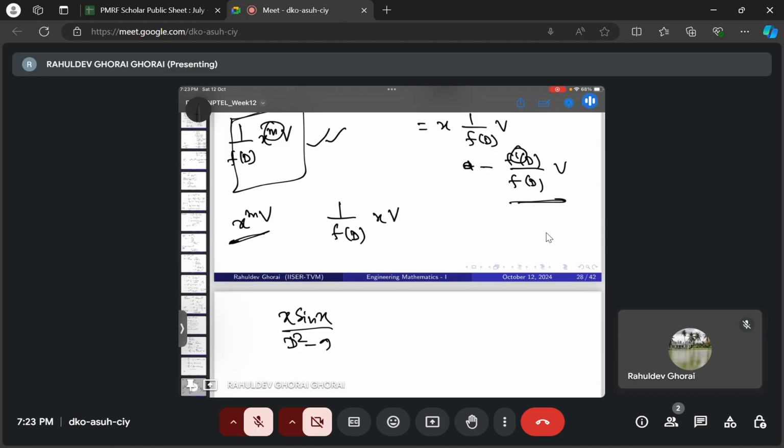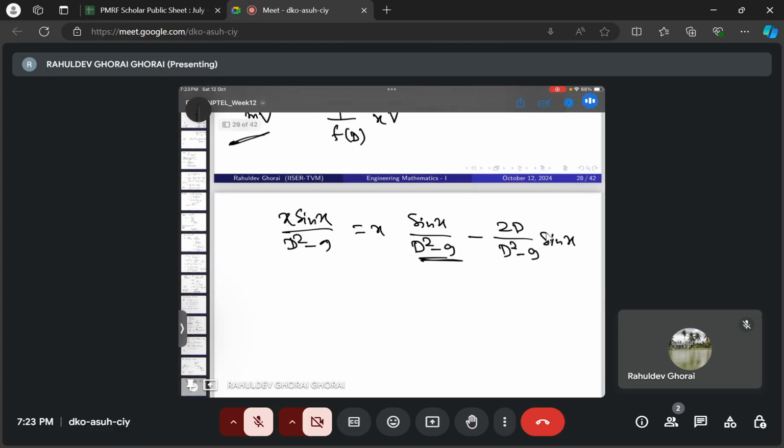You can write it as x times sin x over D square minus 9, minus the derivative of this one. So it will be 1 times the derivative, because x to the power 1 is there, and D square minus 9 times sin x. Okay, so that's how it will be. So if it's x square, it will be twice the derivative. So you just check it.